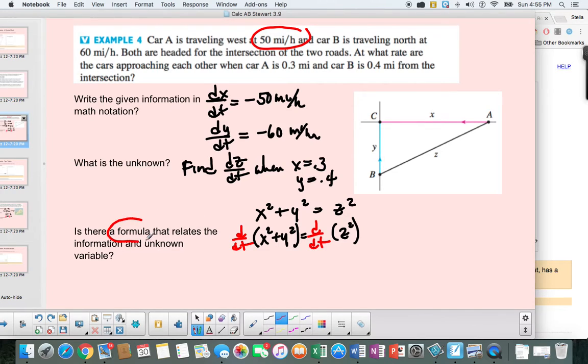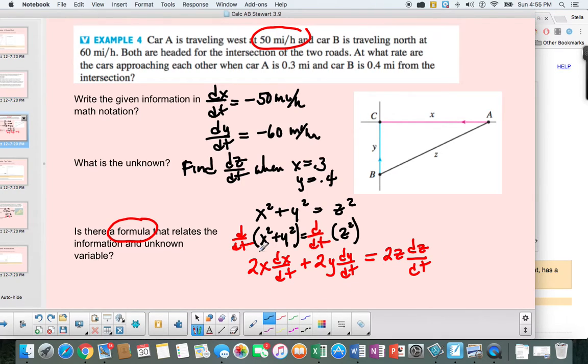The formula I want to use is the Pythagorean theorem. Very similar to the ladder problem, except the ladder had a constant hypotenuse where this is not. Now I'm going to take the derivative with respect to time, so I'm going to get 2x dx/dt plus 2y dy/dt equals 2z dz/dt. This is using implicit differentiation and the chain rule.